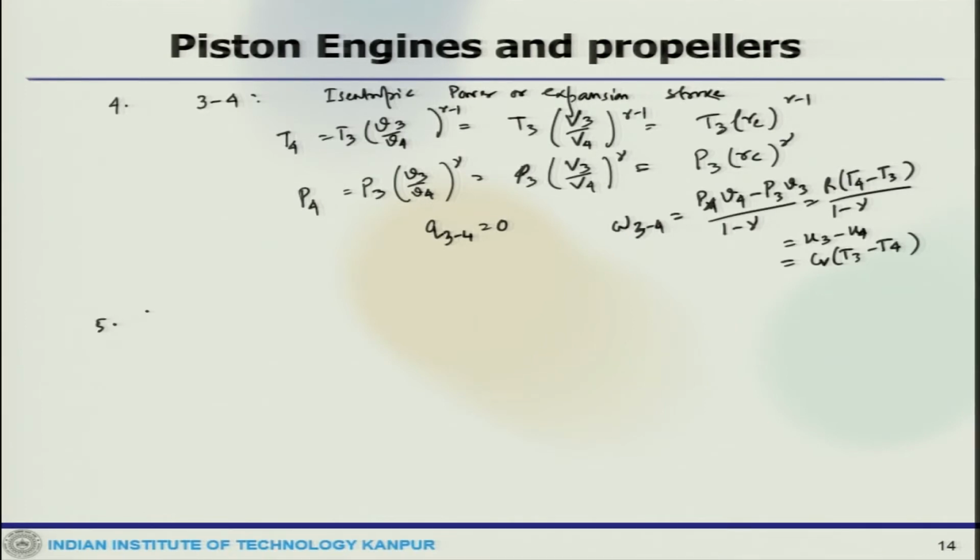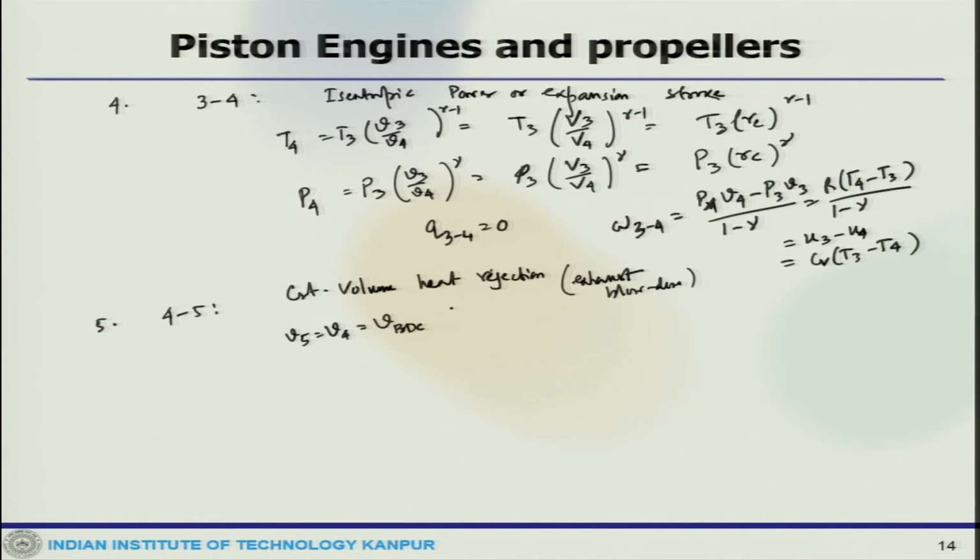Now we have process 4 to 5. This is again a constant volume heat rejection process, or sort of exhaust blowdown. Now, the exhaust valve is open and the intake valve is closed. So we get V5 is V4, which is V bottom dead center, and the work would be 0.